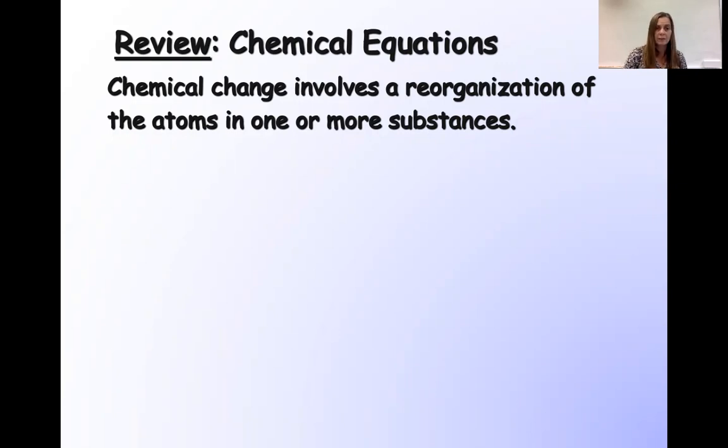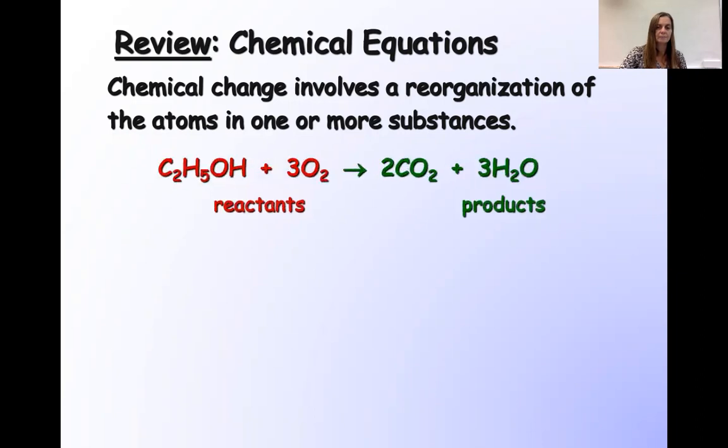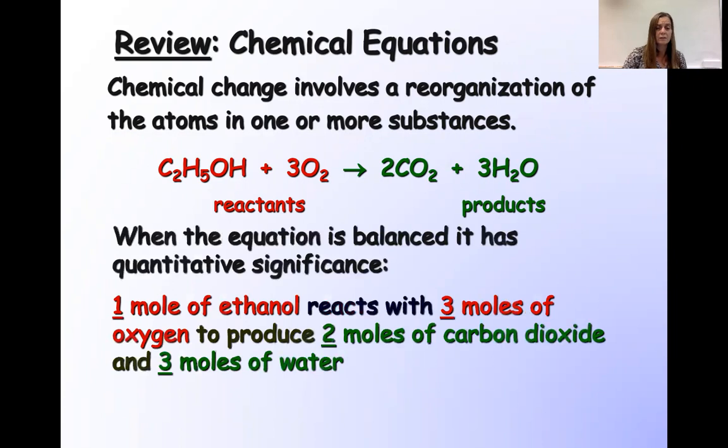And so we recognize that a chemical process or a chemical change is one where we reorganize the atoms in one or more substances. So in this case, we're starting with ethanol, we're reacting it with oxygen, and we're getting carbon dioxide and water. And we call all the things we start with, the compounds we start with, reactants, and the other side, products. So we balance our equation in order to obey the law of conservation of mass. And we have quantitative significance to that balanced equation.